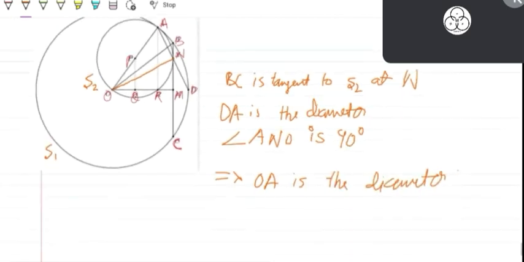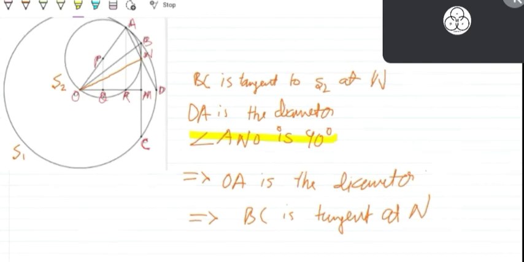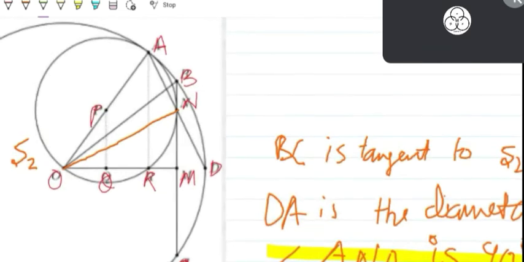And hence BC is tangent at N, right? So we need to prove angle ANO is 90 degrees. How will we prove this? Very easy. It's given in the question that AN equals ND.